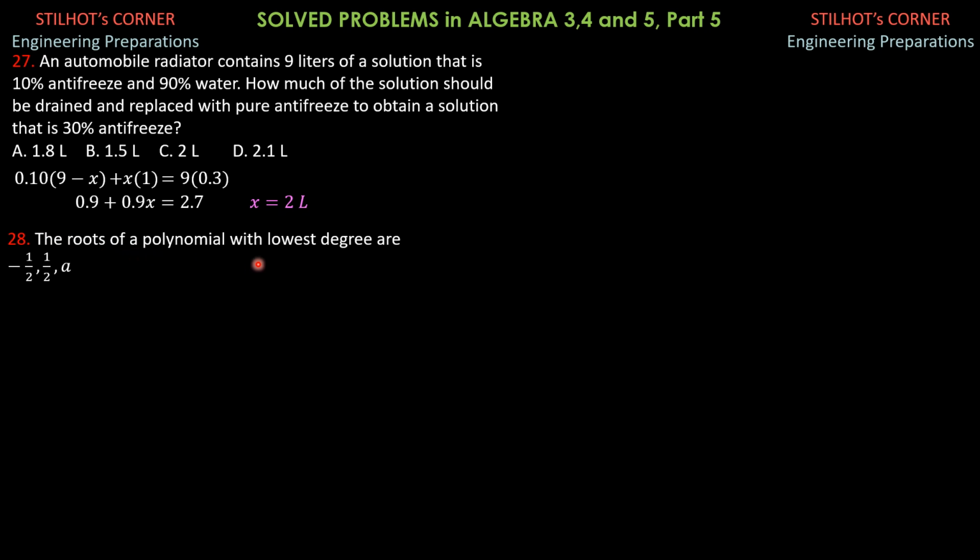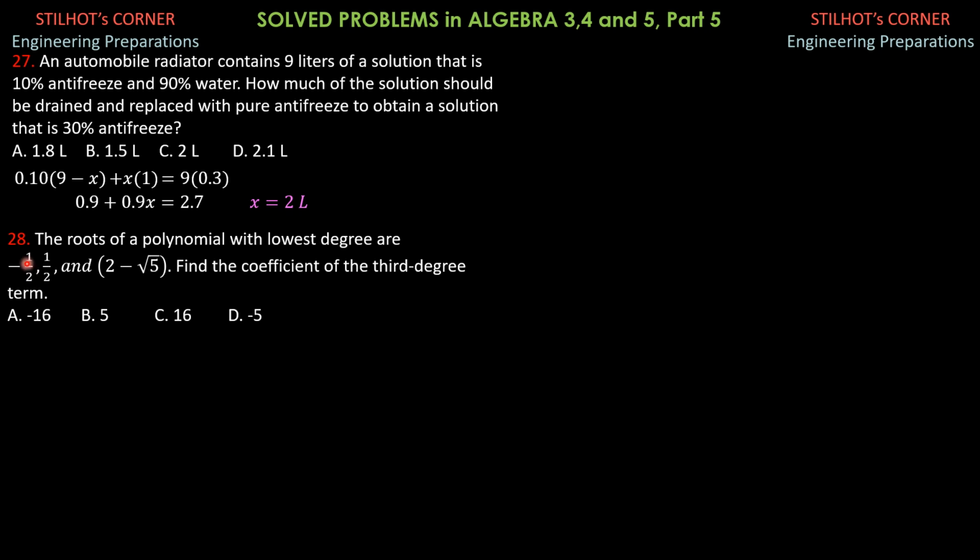28. The roots of a polynomial with lowest degree are negative 1/2, 1/2, and quantity 2 minus square root of 5. Find the coefficient of the third degree term. By principle, another root is 2 plus square root of 5. So given this information, the polynomial is expected to be fourth degree. The polynomial with lowest degree is a fourth degree polynomial.